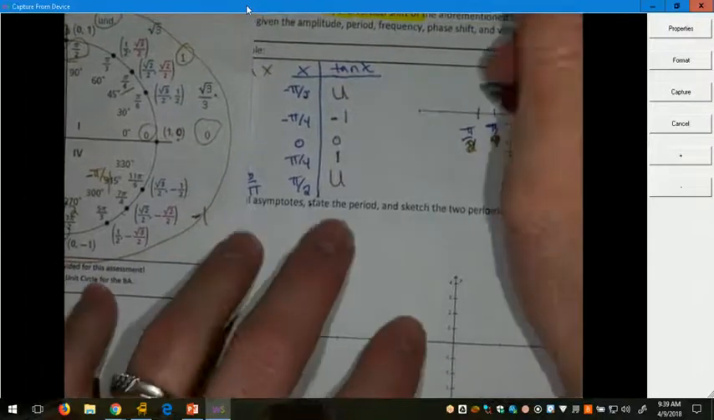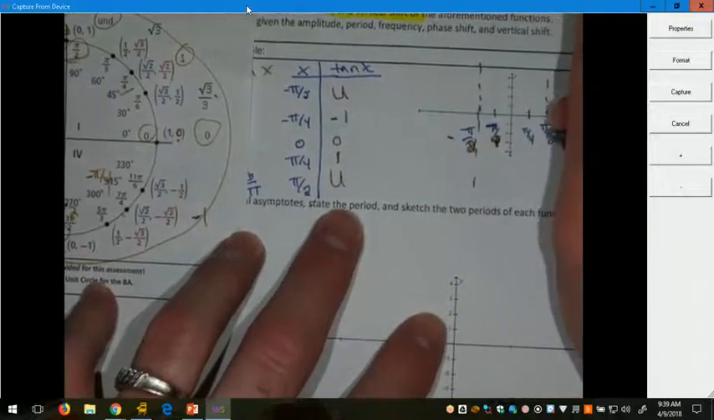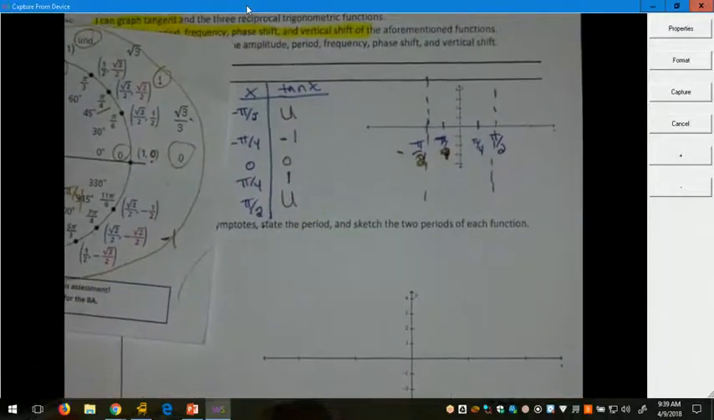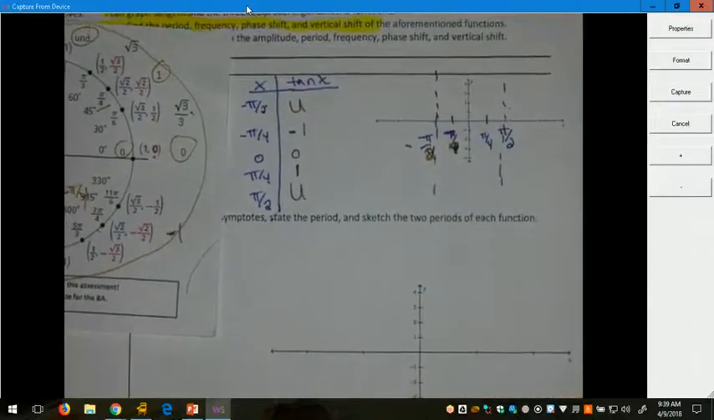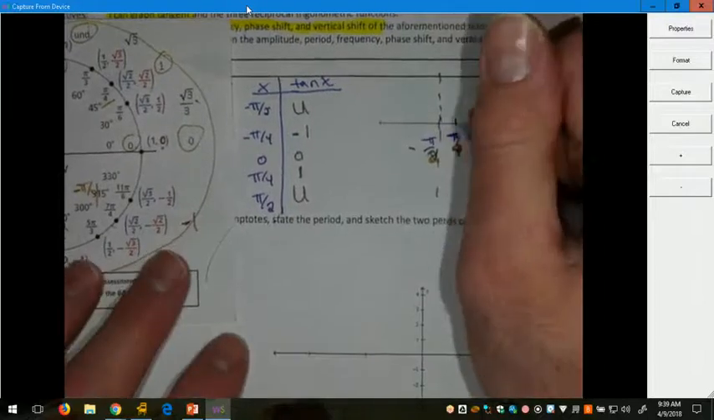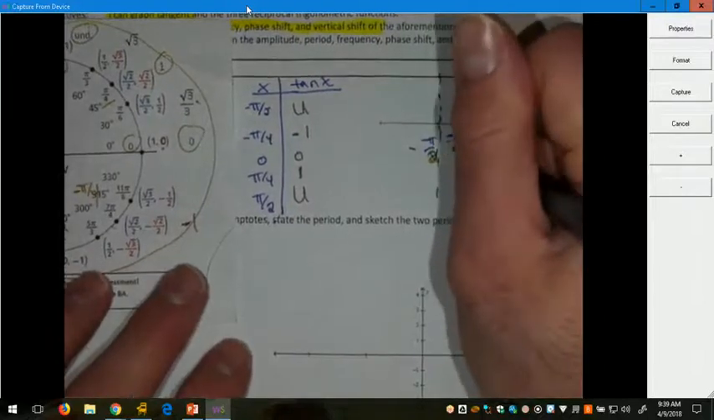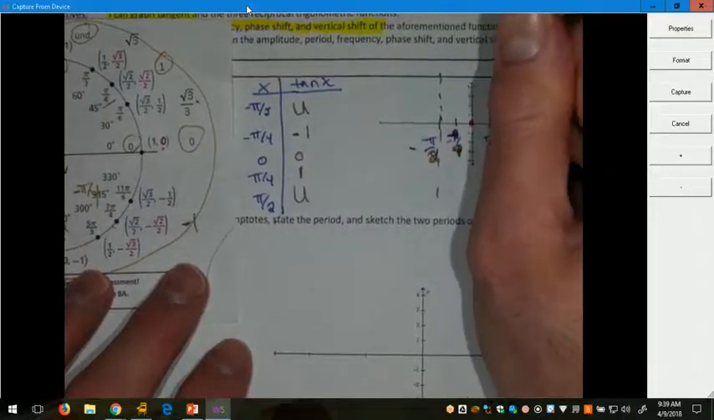So our vertical asymptote is at negative pi over 2. And at pi over 2, we have two vertical asymptotes. One ending, and then this will be the start of the next tangent function. And then we have to plot points. So at negative pi over 4, I have to go to negative 1. Then 0, 0. Pi over 4, I have to go to 1.